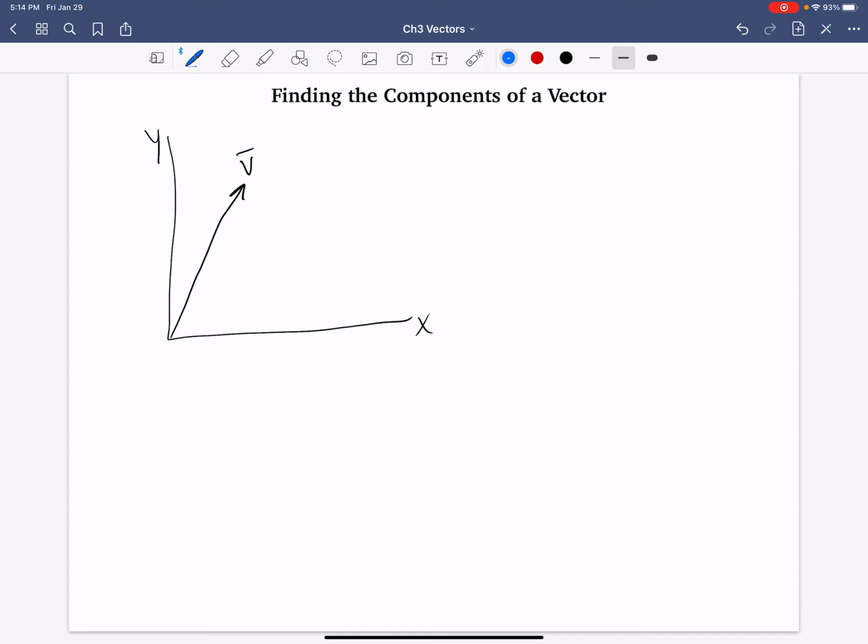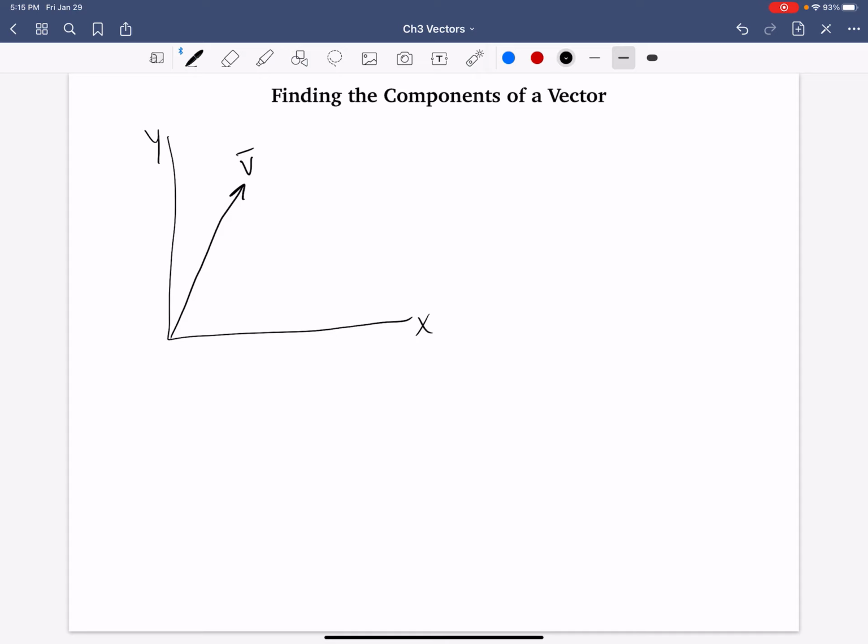That vector, because I've specified it on this certain xy axis, has two components. Actually, it always has two components in the x and y direction. Sometimes one of those components may be zero. In this case, we'll have non-zero components for both x and y. Let's take a look and see what I mean.